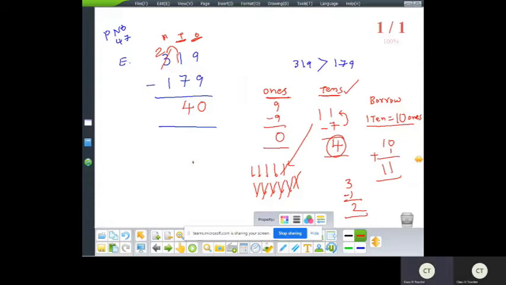Now subtracting on hundreds. Under hundreds, the digits are 2 and 1. 2 minus 1 is 1. This answer 1 goes under hundreds. So 319 minus 179 is equal to 140. This is the answer for E. Now question F.